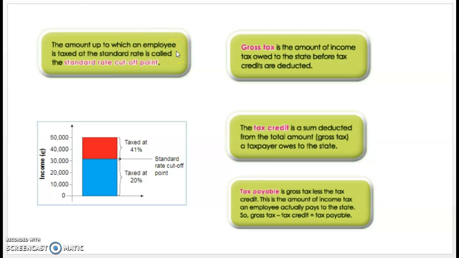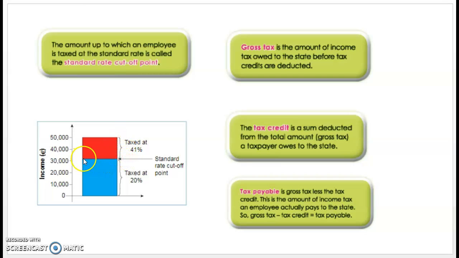Okay, so we're going to start looking at wages and income tax. The first thing I'm going to do is look at this diagram here. What they're saying is this shows how your wages are divided. When your wages are divided for tax purposes, they're considered in two parts.